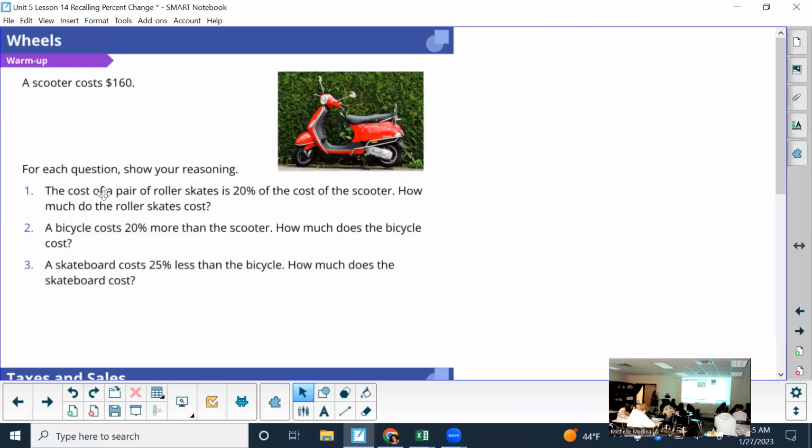All right. So on to the warm-up then. This is printed on your paper, so you should be writing everything I am. A scooter costs $160. The cost of a pair of roller skates is 20% of the cost of the scooter. How much do the roller skates cost? I'll take a volunteer this time. Luke? $32. Is that what the roller skates cost?